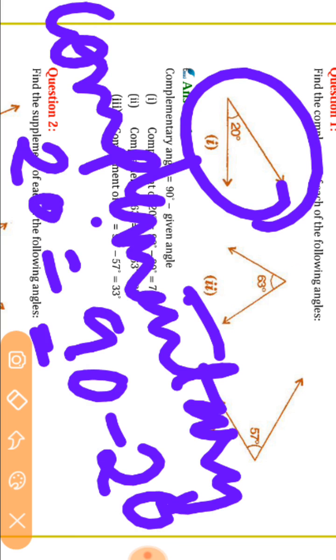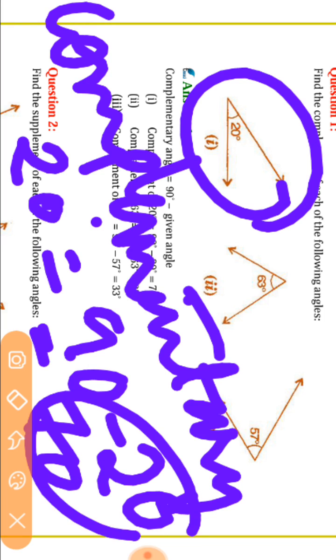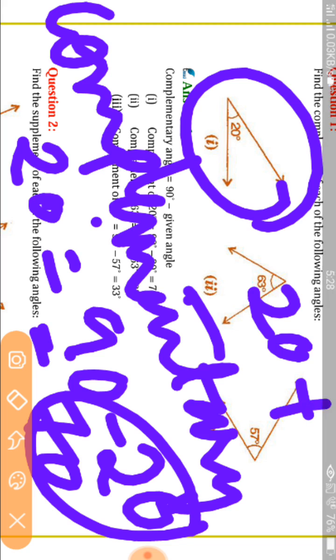So 90 minus 20, how much is it? 70. Why is it 90 minus 20? Because if you add 20 and 70 you will get 90, so it is 90 minus 20 only. If you have 20 rupees and you need 90, you must get 70 more. Complementary means you need 90 only, so you must get 70 degrees for that.